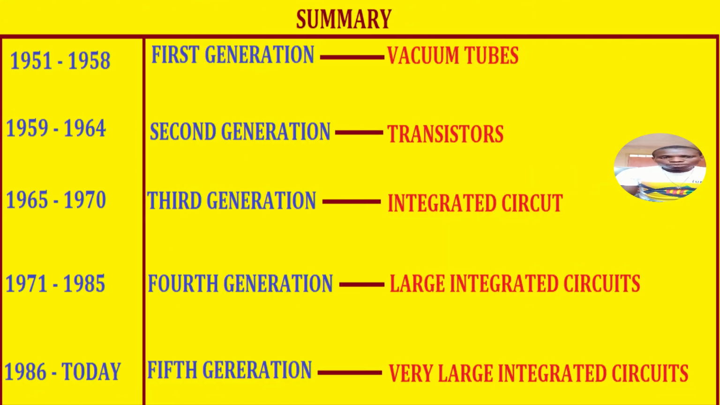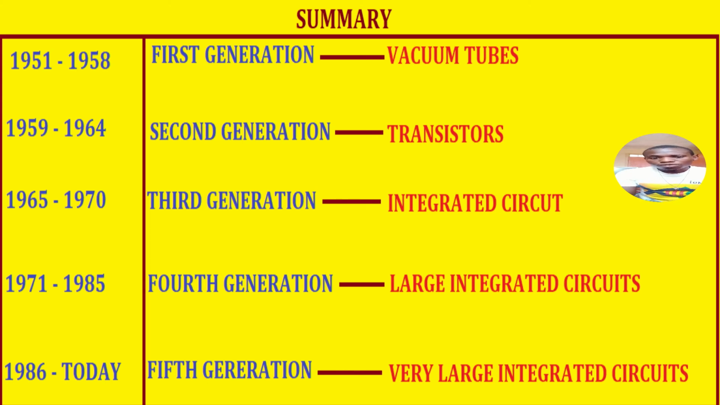Guys, let's proceed to the summary. From the year 1951 to the year 1958, we had the first generation, and the core elements used during that period were vacuum tubes. The second generation computers developed between the year 1959 to the year 1964, and the core elements used during that period were transistors. The third generation occurred between the year 1965 to the year 1970, and the core element used were integrated circuits.